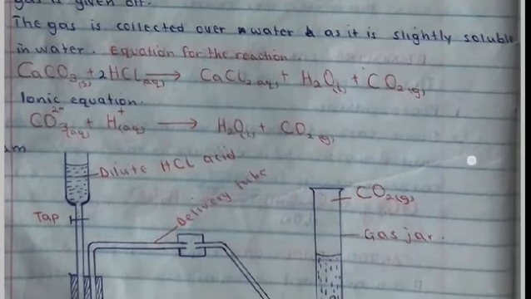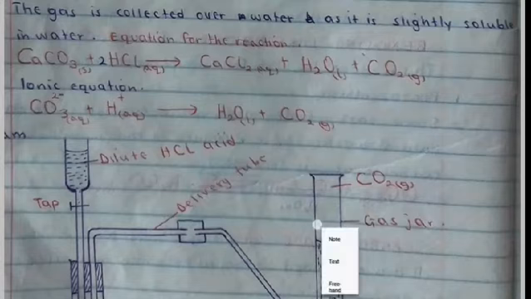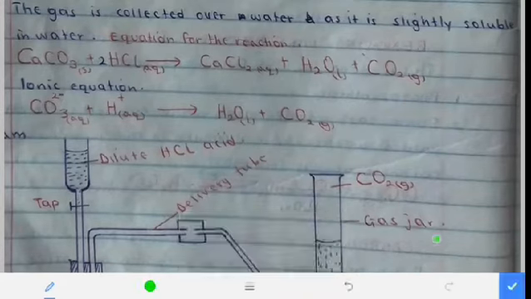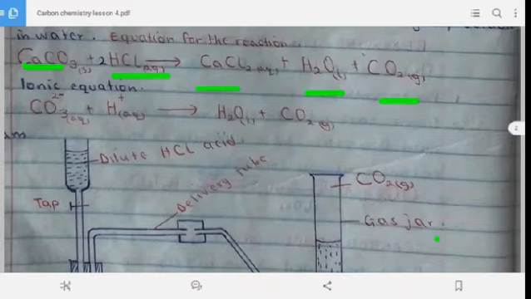You can see here the equation: we have calcium carbonate. When this calcium carbonate reacts with HCl, it forms calcium chloride plus water plus carbon dioxide gas, and then you balance the equation. Also we have the ionic equation. Calcium carbonate contains carbonate ions. So the carbonate ions react with the hydrogen ions from the acid, forming water and carbon dioxide gas.